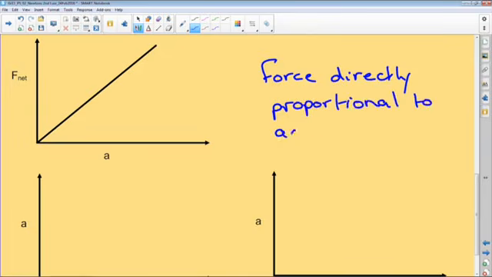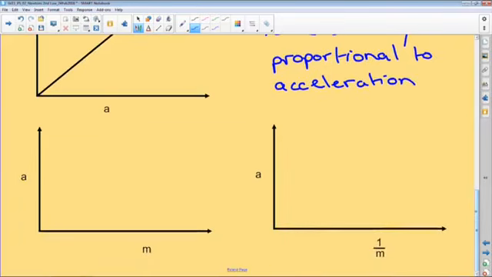To acceleration. Okay? If we move on, what is the relationship between acceleration and mass? Here, our relationship is an inverse or a hyperbola. So acceleration is inversely proportional to mass. So this is our hyperbola, and this is an inverse proportion.